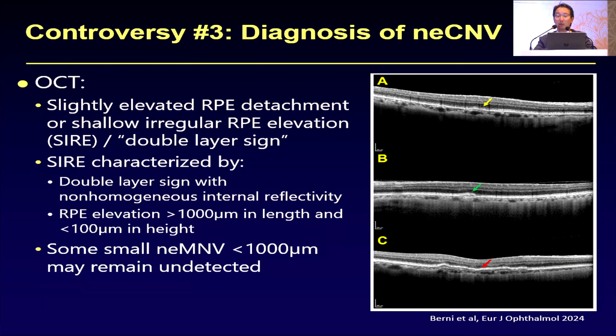OCT is very popular, and every retina specialist is using it. You can see these non-exudative CNV as slightly elevated RPE detachment, also called SHRI, which is shallow irregular RPE elevation. This is defined by having a double layer sign with a non-homogeneous internal reflectivity, and the RPE elevation has to be at least 1,000 microns in length and less than 100 microns in height. Some smaller CNV, however, if they are less than 1,000 microns, you might not be able to detect with this definition.